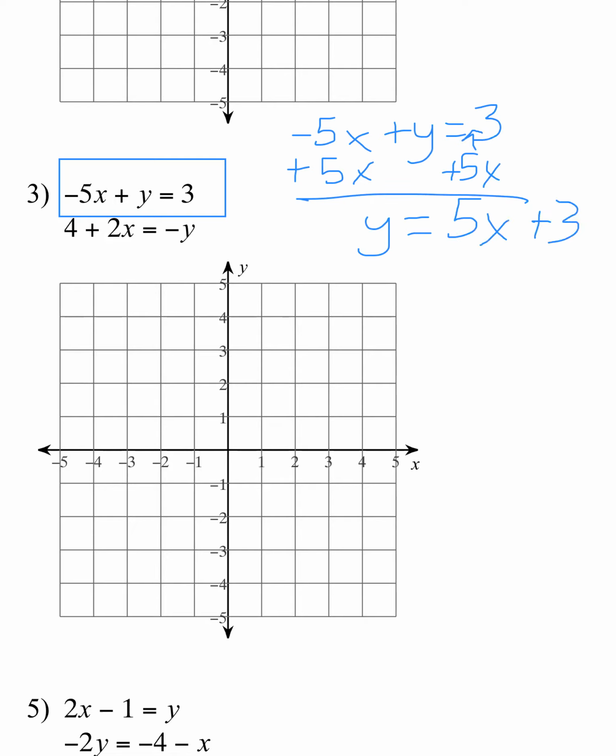Okay, so that one was pretty straightforward. Just had to add that 5x over. Okay, and let's go ahead and graph that. So I'll start at 3. I would normally go up 5 over 1. I can't do that, so we'll go down 5 to the left 1. And I don't even have enough room to do that again, so hopefully one of those 2 points is going to be my solution. But let's go ahead and draw that line.